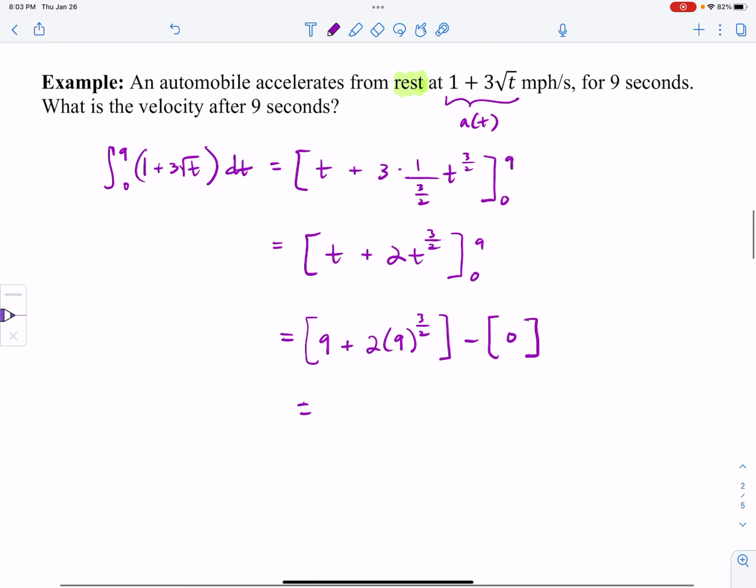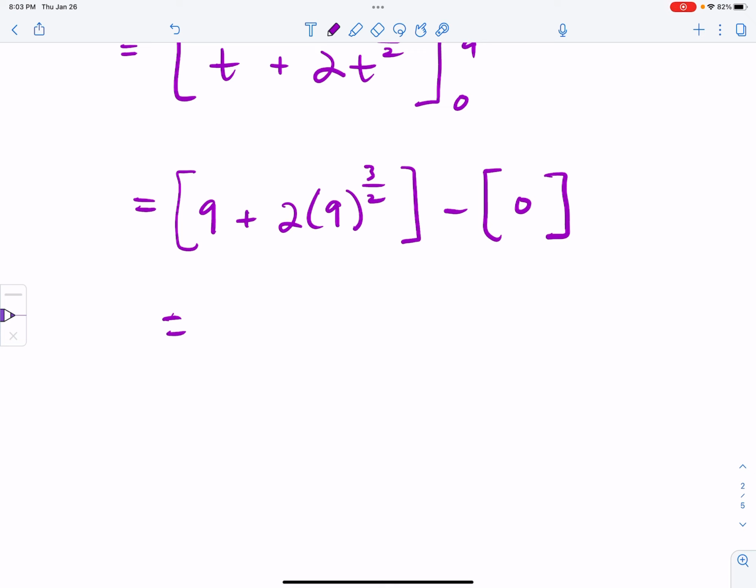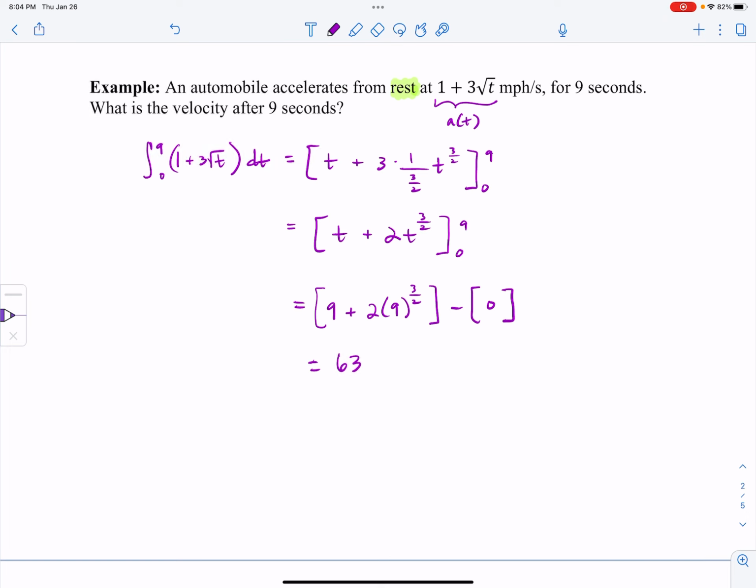Okay, simplifying that a little bit just because we can. The square root of 9 is 3, and then 3 cubed is 27, times 2 plus 9 will be 63. And our units for velocity will be miles per hour.